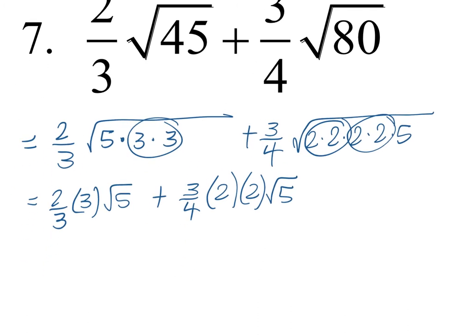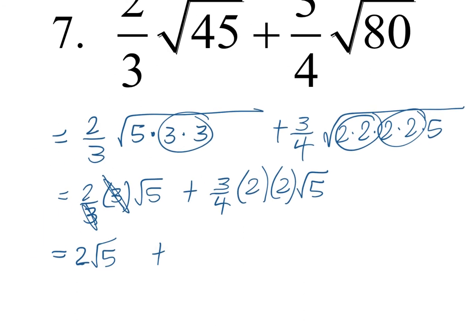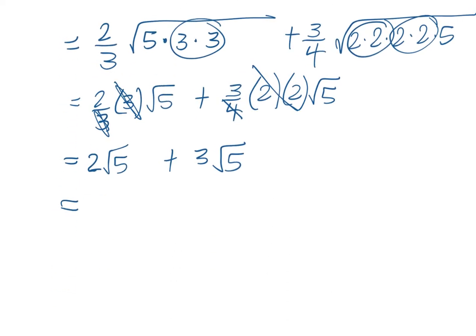So let's talk about this multiplication first, because I do have like radicals now, but I do want to simplify the multiplication in front of them. So 2/3 times 3, what happens is the 3 right here cancels with the 3 in the denominator. You're left with 2 square roots of 5. And with the 3/4, this 2 and this 2 multiply to give us 4. So that would cancel with the 4 in the denominator to leave you with 3 square roots of 5, for a final answer of 3 plus 2 is 5 square roots of 5.